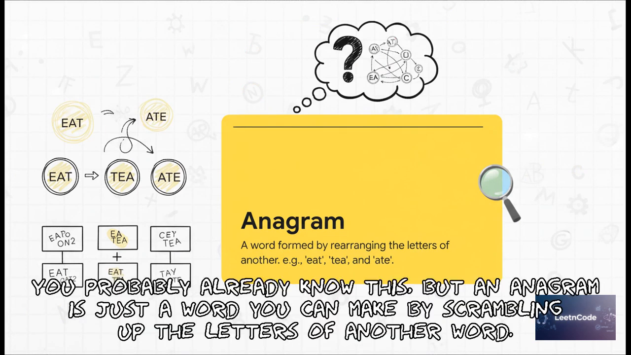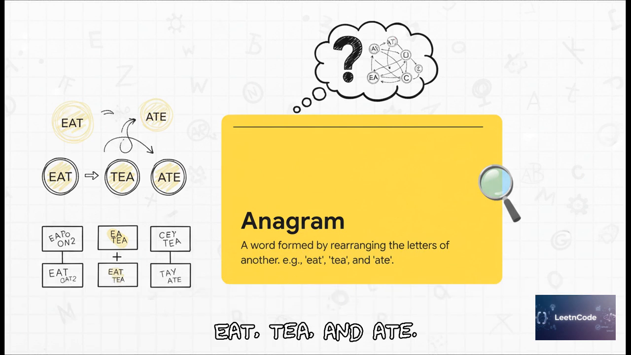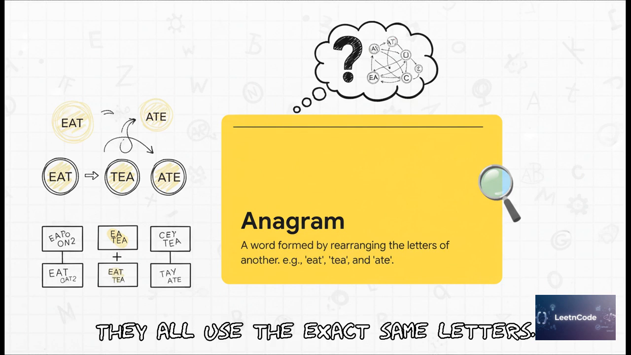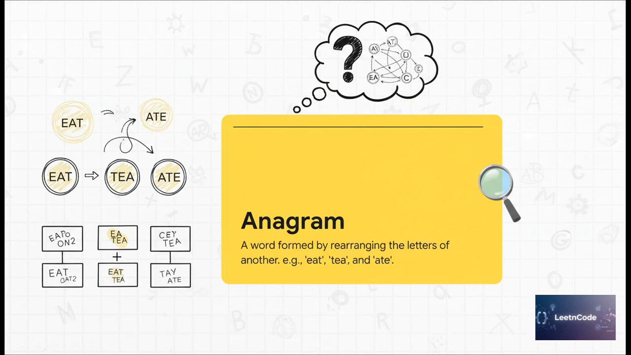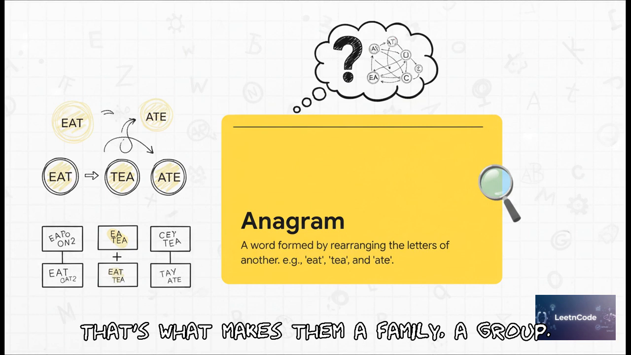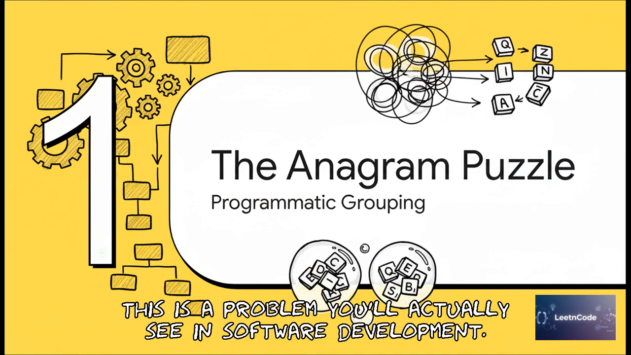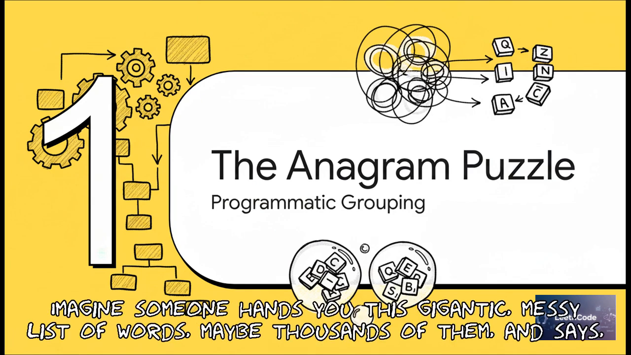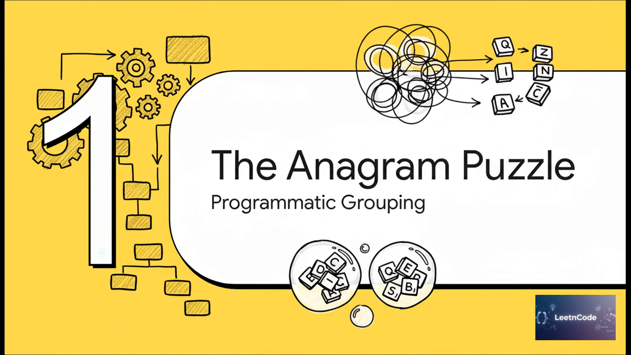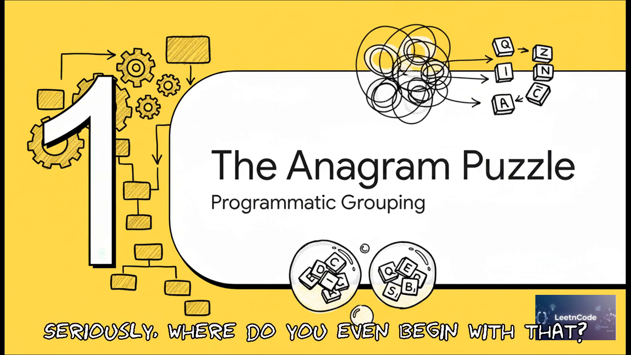You probably already know this, but an anagram is just a word you can make by scrambling up the letters of another word. Think about it. Eat, tea, and ate. They all use the exact same letters. That's what makes them a family, a group. Now, this isn't just some fun little word puzzle. This is a problem you'll actually see in software development. Imagine someone hands you this gigantic, messy list of words, maybe thousands of them, and says, go find all the anagrams. Seriously, where do you even begin with that?